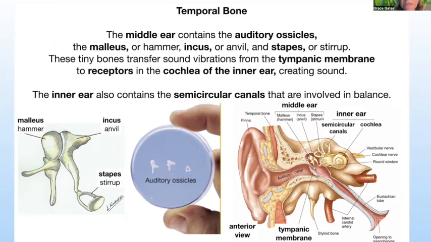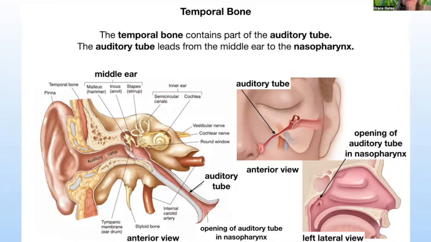These tiny bones transfer sound vibrations from the tympanic membrane to receptors in the cochlea of the inner ear. And that's how the creation of sound starts in the middle ear. The inner ear also contains the semicircular canals that are involved in balance, so not in hearing, but in balance of the body.